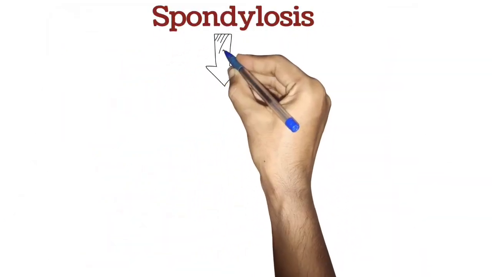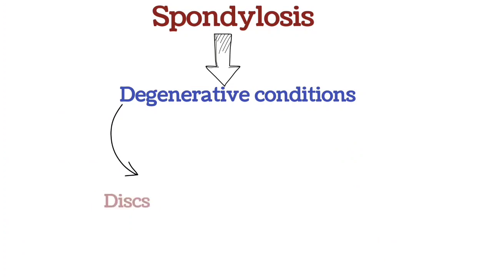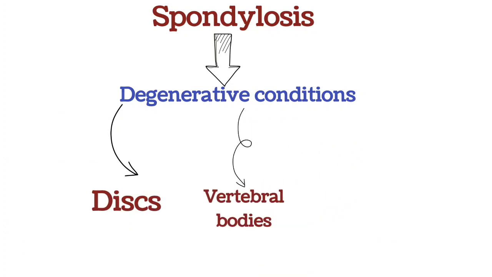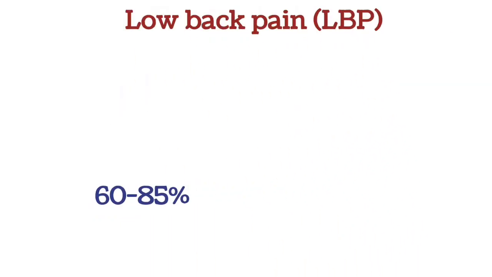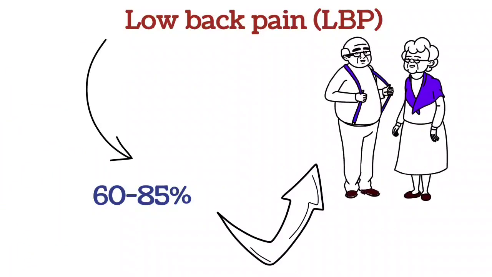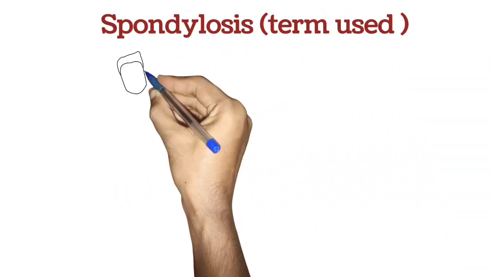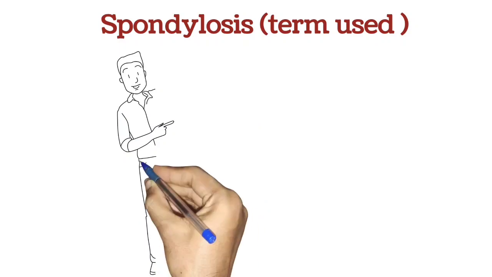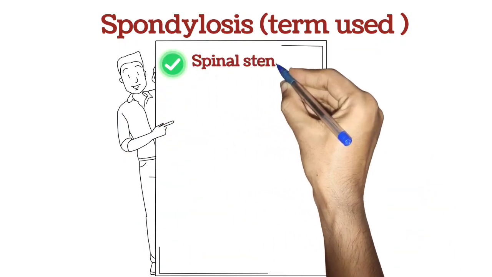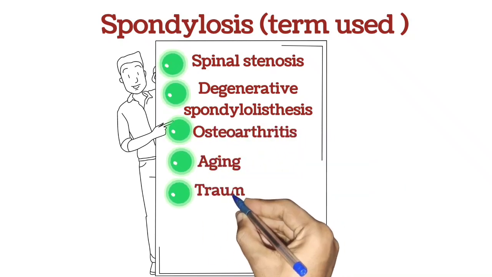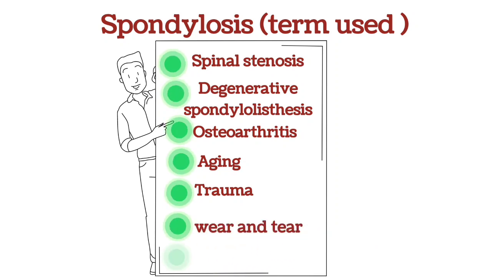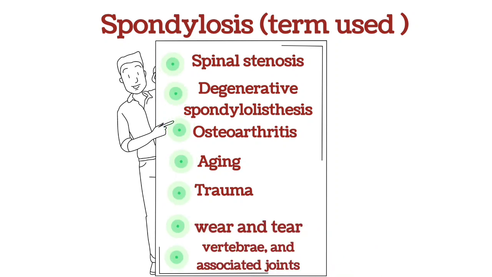Spondylosis refers to degenerative conditions affecting the discs, vertebral bodies, and associated joints of the lower back. Low back pain (LBP) is a common condition affecting 60–85% of adults at some point in their lives. Spondylosis, a term used to describe various spinal problems, including spinal stenosis, degenerative spondylolisthesis, osteoarthritis, aging, trauma, and regular wear and tear of the intervertebral discs, vertebrae, and associated joints.